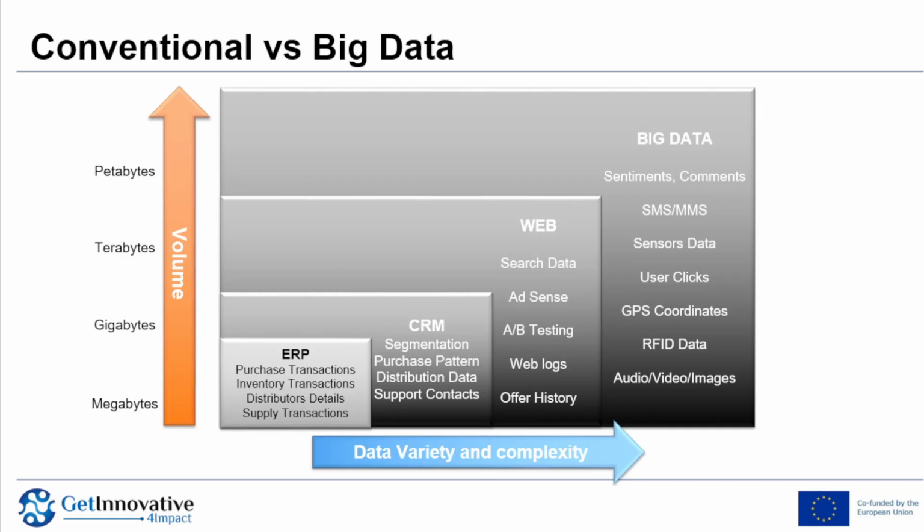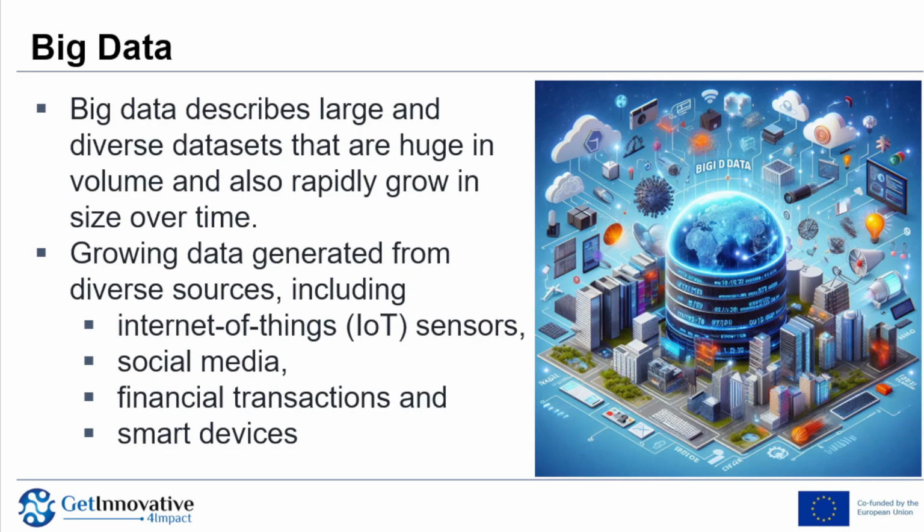Then the new theory of web was introduced that included search data, AdSense, A/B testing, web logs, and offer history. And now we are moving towards big data that includes sentiments, comments, SMS, MMS, sensor data, user clicks, GPS coordinates, RFID data, and audio, video, and images. This is the trend that has evolved from conventional data to big data.